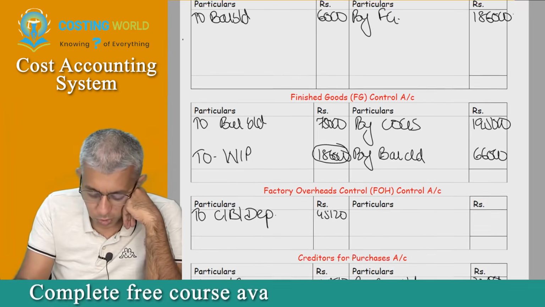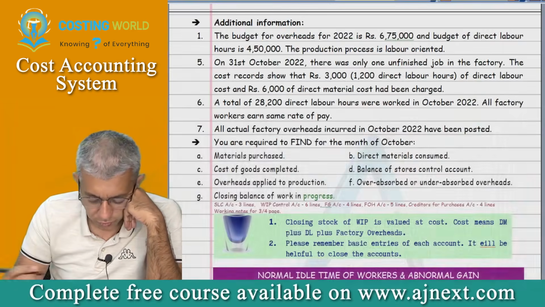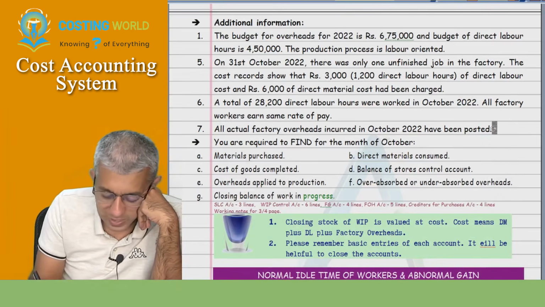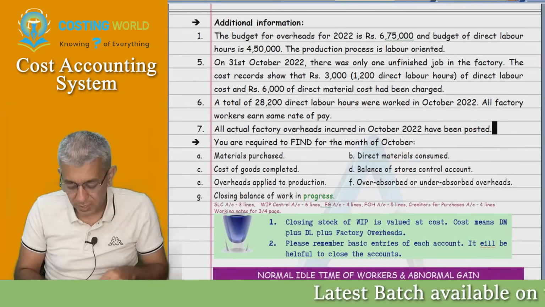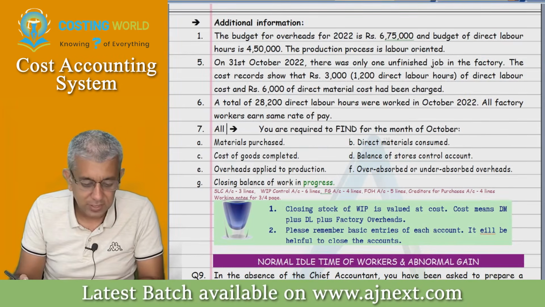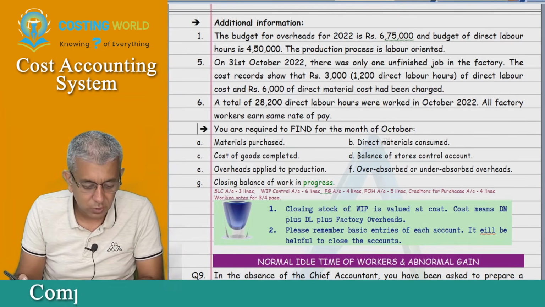Now your finished goods account is also over. Listen, I have already touched entry number 7 before also, so entry number 7 is altogether done. All the factory overheads have been posted, so that is also done from my side.